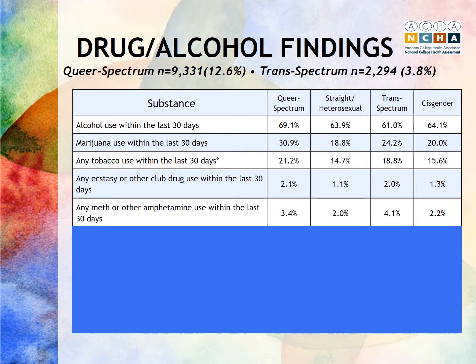The next two categories I looked at were ecstasy and other club drug use, as well as meth use. And you can see these numbers are very, very small. We don't have a lot of use of these substances on campus. I don't want to overstate the problem, but what is a concern is the disproportionate figures we're seeing here when we start comparing the queer spectrum students to straight students and the trans spectrum to the cisgender students. They're twice as high or almost twice as high in each of these categories.